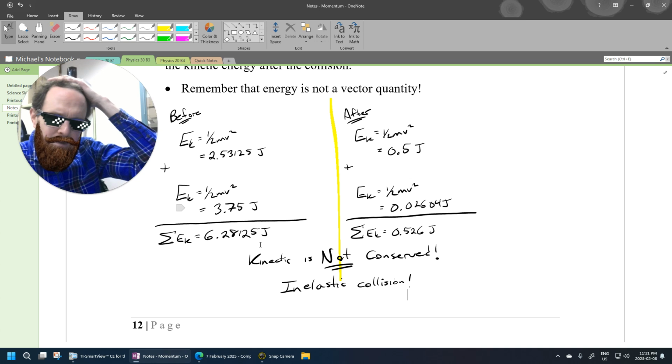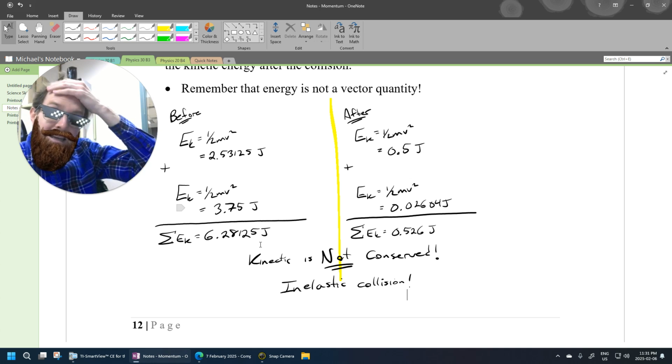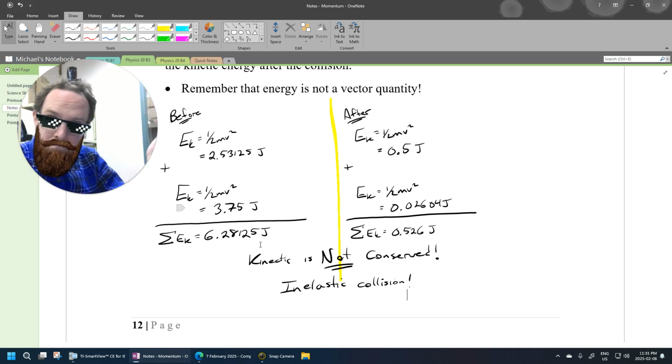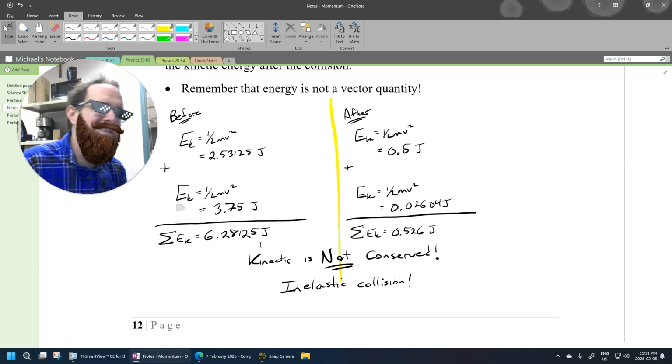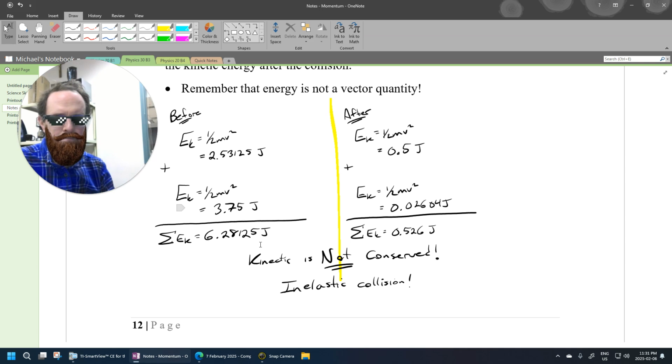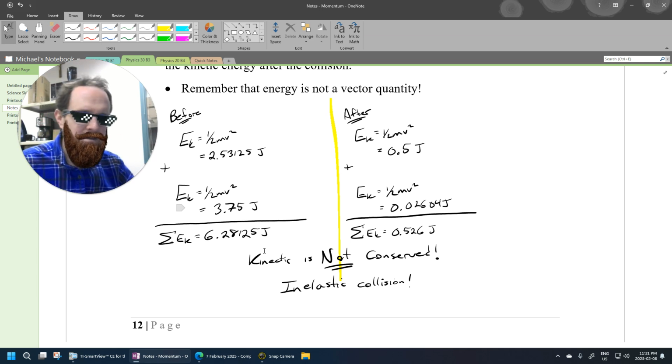Otherwise, you can try to confirm it by doing the math. Now, they might get really close, right? But to be perfectly elastic, it's got to be exact. It's just how it works out. So even if they're slightly off, it's inelastic. All right, let's try another.